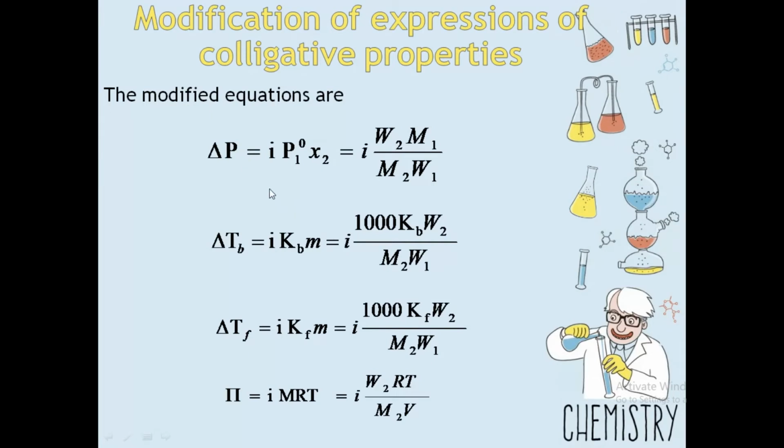So we can observe that if we have to identify the colligative property of electrolyte solute, we can simply multiply by the van't Hoff factor in the colligative property of non-electrolyte solute.